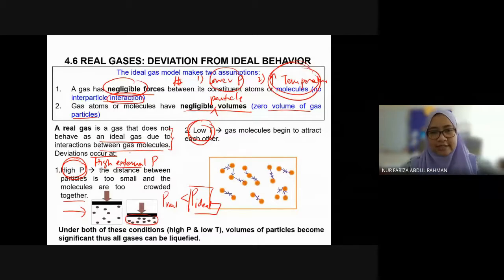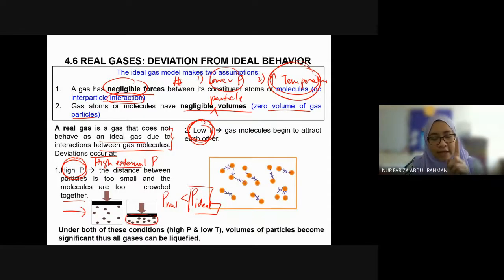Right. Secondly, at low temperature. Okay, ni logik je. You boleh nampak, you boleh imagine ni. Ni bukan something yang susahnya nak imagine macam quantum ke apa kan. Ni memang dia very straightforward. Okay, alright. Why is it at low temperature the real gas deviate from ideal behavior? Okay, kenapa?